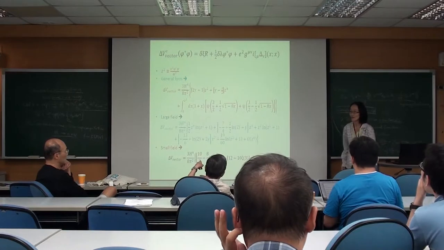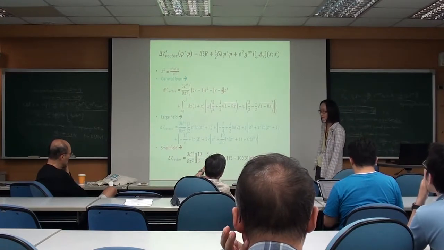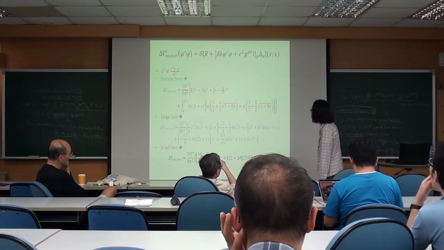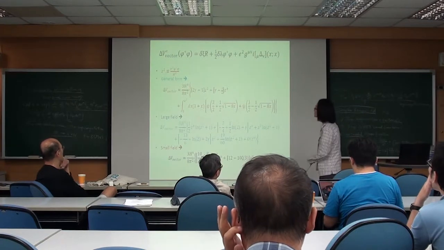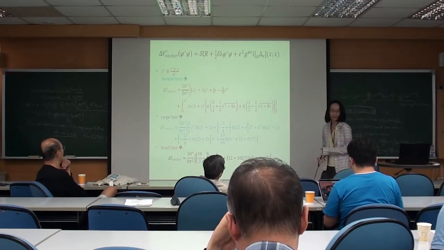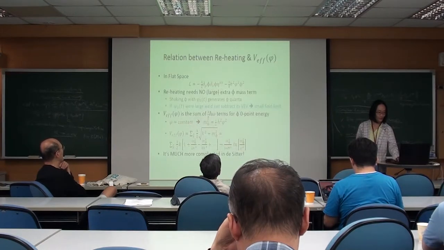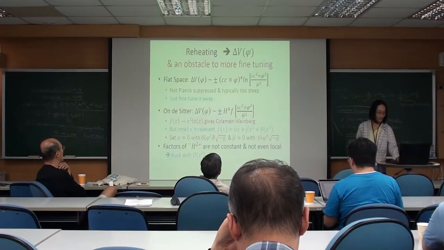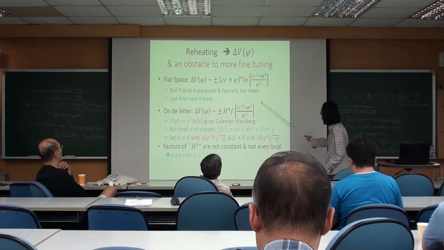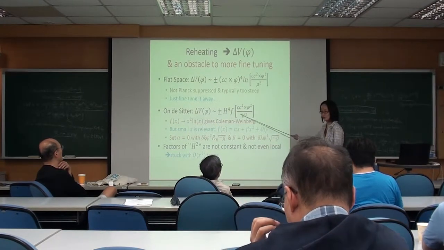So the large field, small field, refer to which field? What I mean is a large argument. Let me show you the picture. What I mean is this thing, the whole thing is large. I see. Okay. Yeah, yeah.